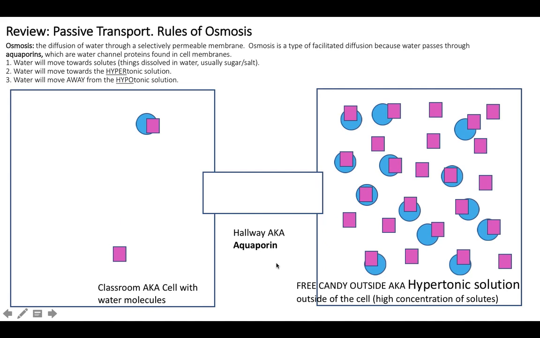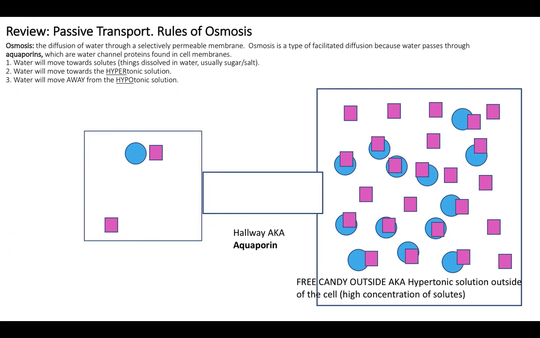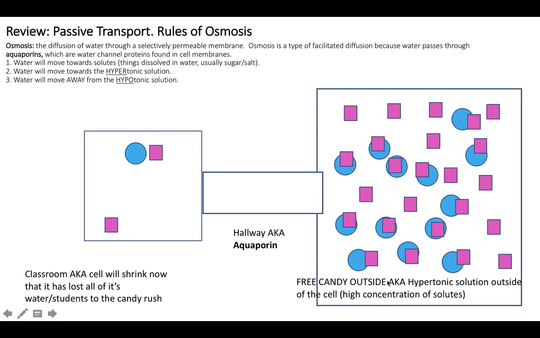So what's going to happen is, now that I only have one student in my classroom, or one student in my cell, my classroom size is going to shrink. The classroom or the cell will shrink now that it's lost all of its water, or students, to the candy rush. All the free candy outside, my students are gone, water molecules are gone. Cell has shrunk.